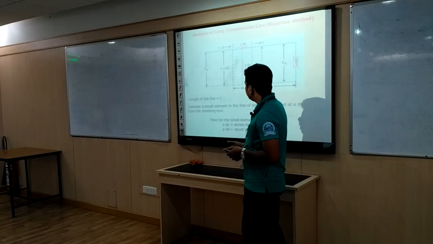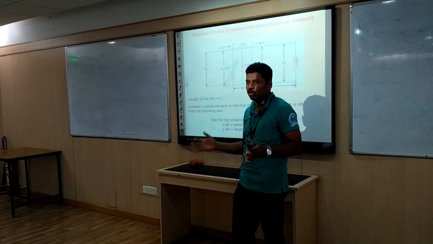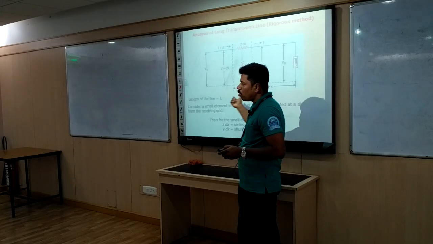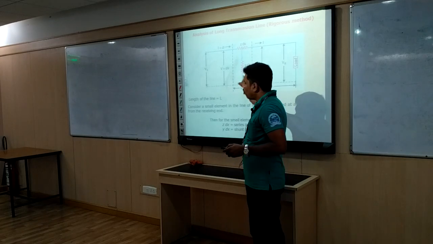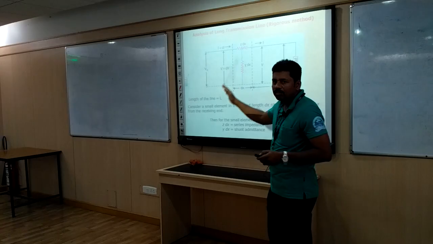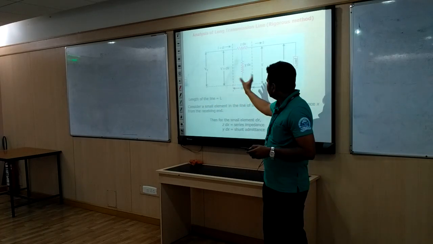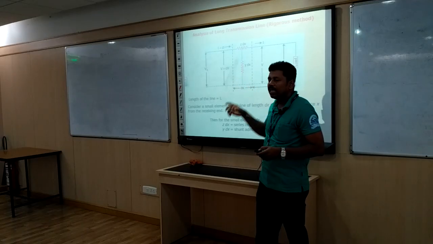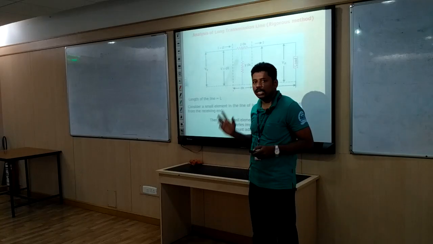To do that, we consider a small portion dx in the entire transmission line of n kilometers. For this small portion dx, the small impedance is z dx and the small admittance is y dx. In front of this section, the voltage is V plus dV, that is the voltage before the section. After the section, the voltage is V, and the current entering the section is I plus dI. The current leaving the section is I.